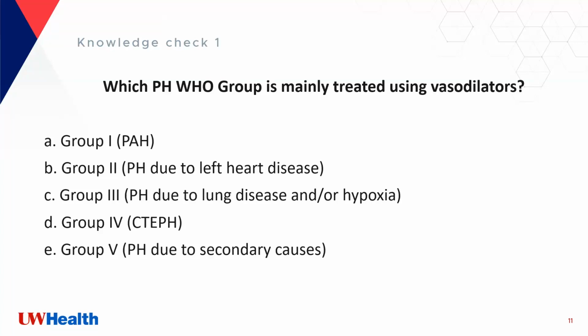I see some answers. Looks like everyone put A, and that is the right answer. So group 1, where arteries are thick and stiff, so vasodilators are really the treatment of choice mostly for these patients.